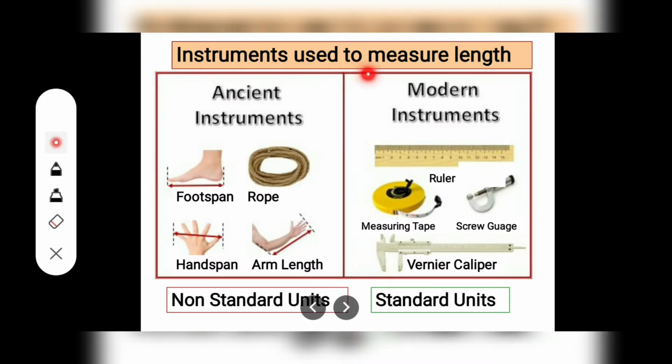Instruments used to measure length. Ancient instruments like footspan, handspan, arm length, and rope are non-standard units. Modern instruments like ruler, measuring tape, screw gauge, vernier caliper are all called standard units.